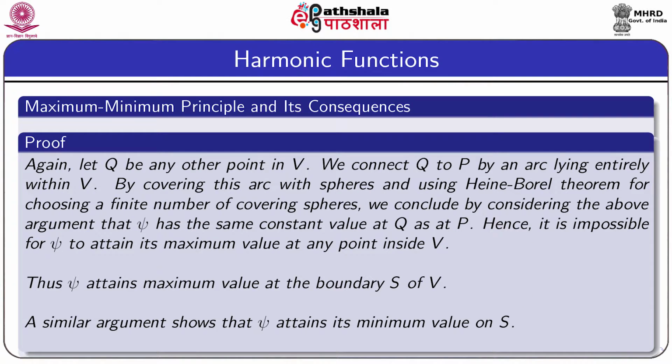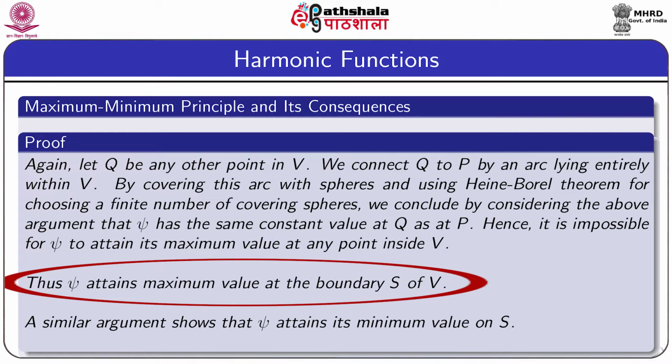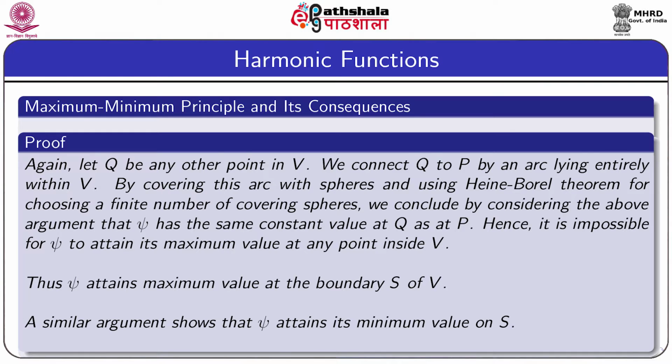Now, suppose Q is another point in the domain V. We connect the point Q with the point P by an arc such that the arc lies entirely within the domain V. Now, by covering this arc with spheres and using the Heine-Borel theorem for choosing a finite number of covering spheres, we conclude by the above argument that psi has the same constant value at Q as at P. Hence, it is impossible for psi to attain its maximum value at any point inside V. So, it implies that psi must attain its maximum value at some point on the boundary S of V.